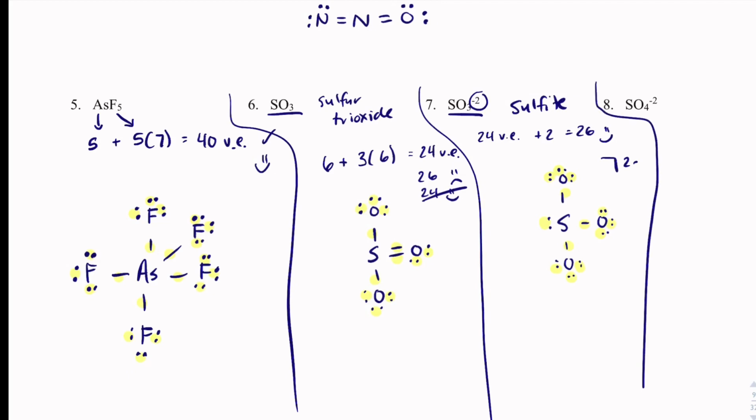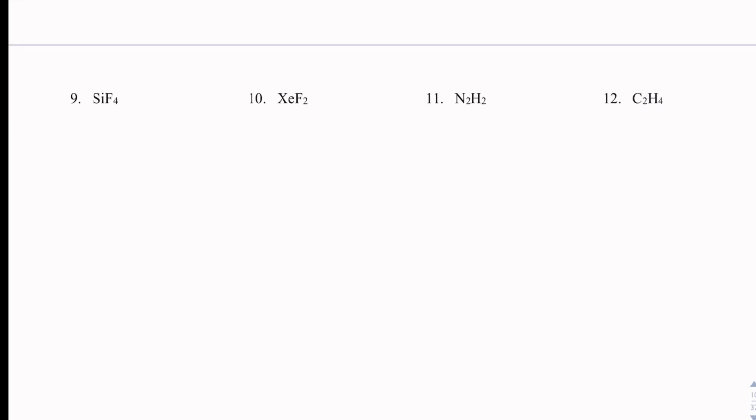I am going to show you sulfate here, SO4 2-. So pause the video, try sulfate on your own, and then when you unpause it, I will have it drawn here for you. That is sulfate. No need to change. When we give everything 8 valence electrons, it's at 32, and that's how many we needed, so there's no need to make any changes.